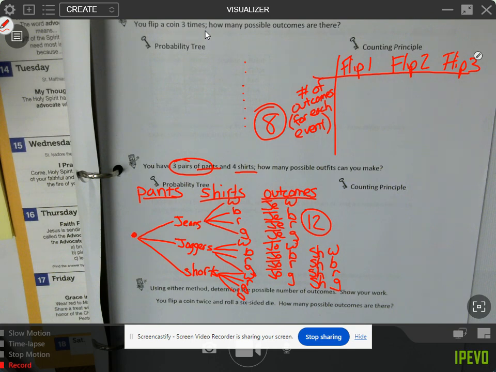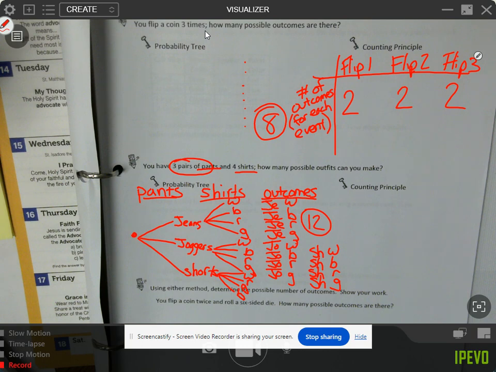So when we were flipping that coin the first time, how many outcomes did we have? We flip a coin 1 time. 2, heads or tails. So I'm going to put a 2 under flip 1. How many possible outcomes do we have for flipping a coin that second time? I still have 2, heads or tails. How many possible outcomes are there for flipping our coin that third time? 2, heads or tails. Right?